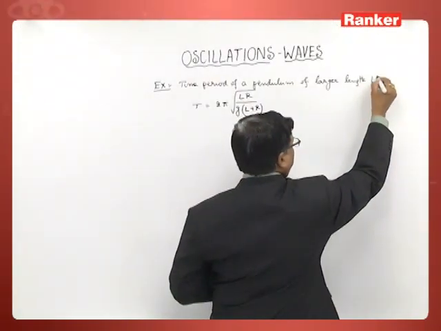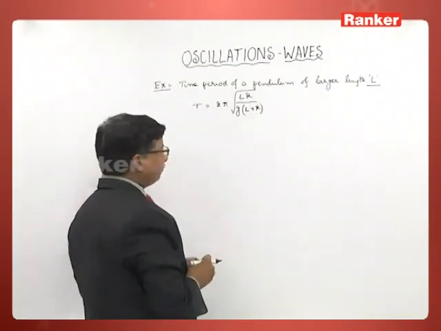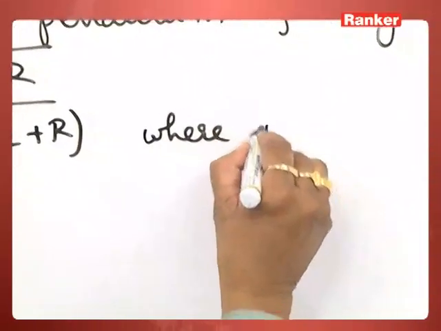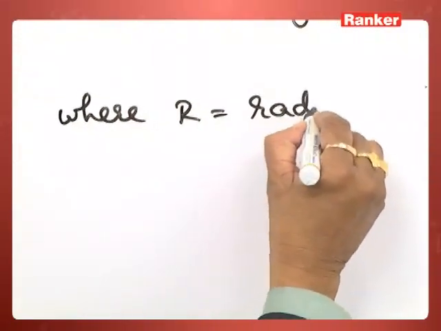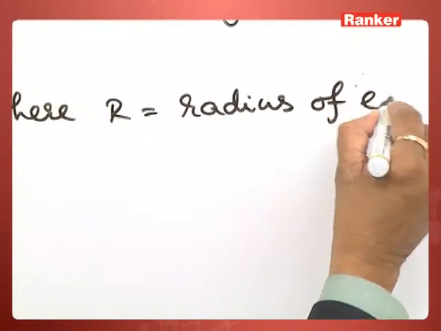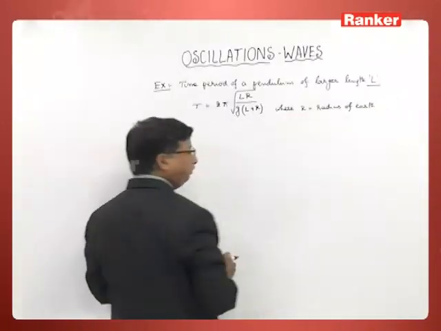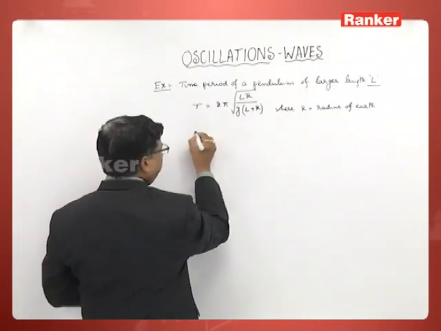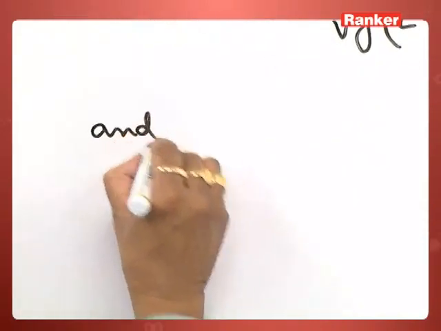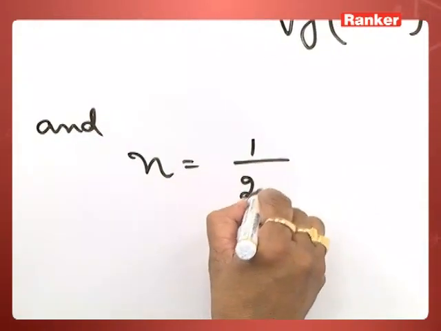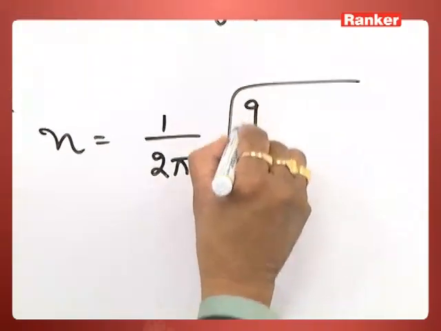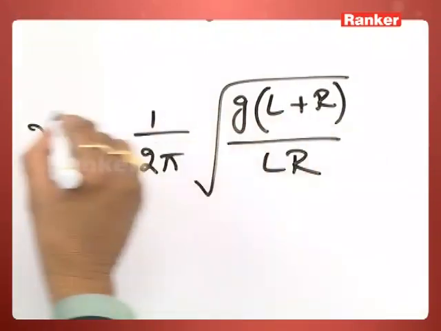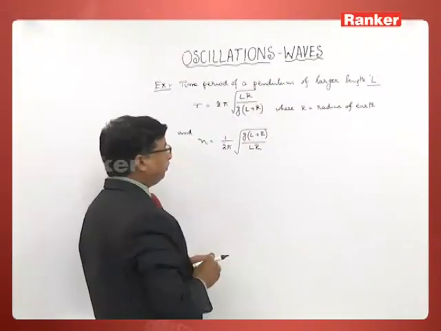This larger length I am considering as L, and in this case R is once again the radius of earth. Radius of earth means 6400 kilometers, a known value to all of us. So, this is the equation for its time period, and for frequency we want 1 by 2 pi under root G into L plus R by LR. This is the equation for its frequency.